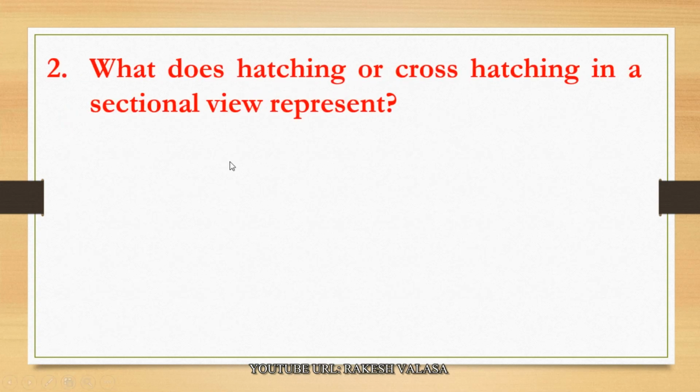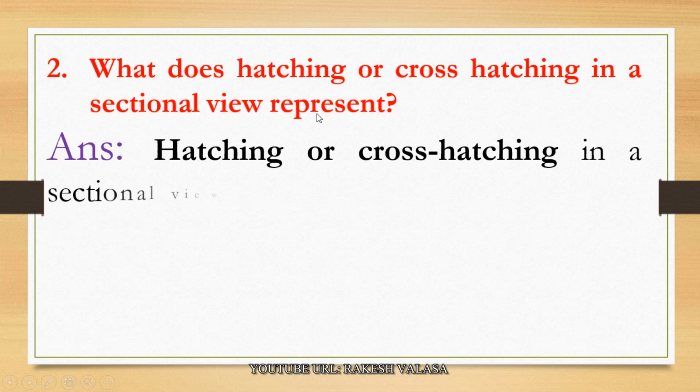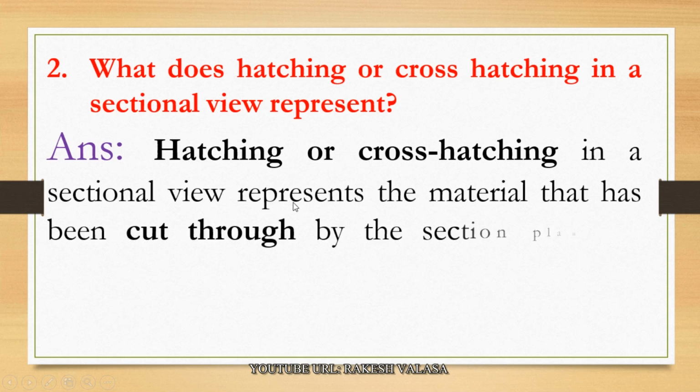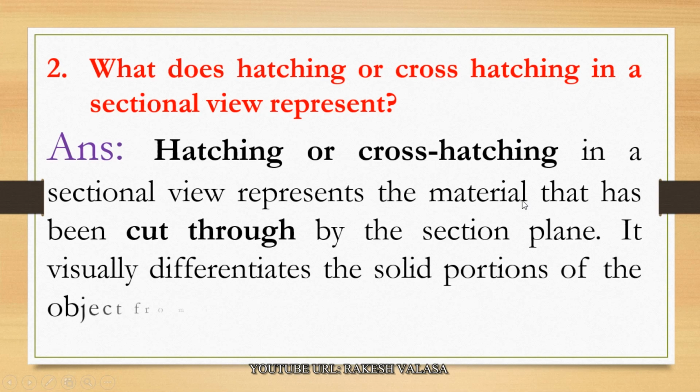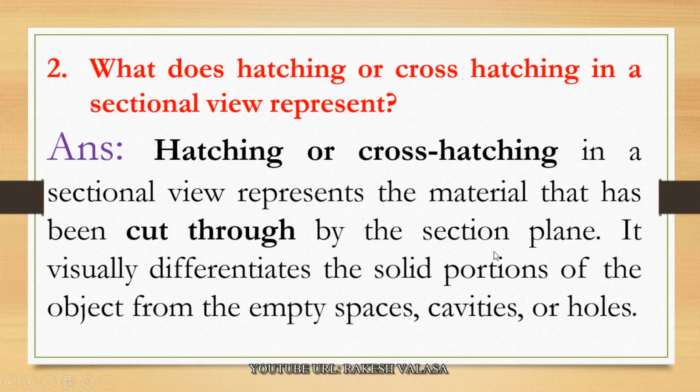Question number 2. What does hatching or cross hatching in a sectional view represent? The answer is, hatching or cross hatching in a sectional view represents the material that has been cut through by the section plane. It visually differentiates the solid portions of the object from the empty spaces, cavities, or holes. In normal drawing or AutoCAD drawing, we can represent it with hatching lines. That line makes 45 degrees with the horizontal line, and we need to give the space between any two lines uniformly, 1 to 2 mm.